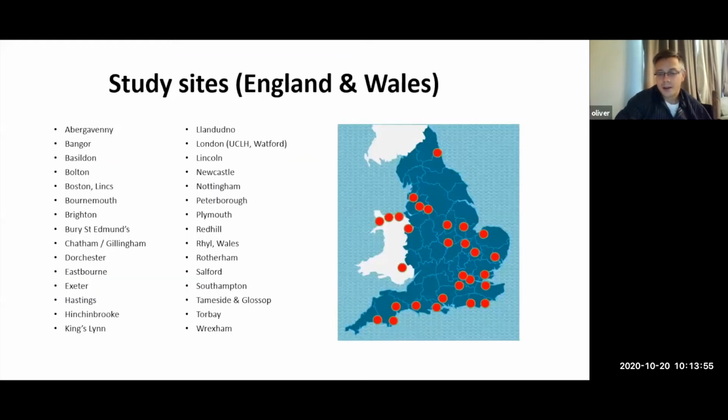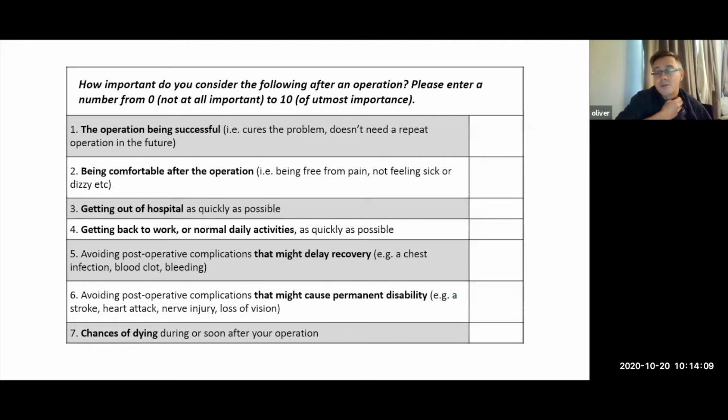And this was an NIHR portfolio adopted study. We rolled it out across 31 sites in Wales and England, some of which I had to look up on a map, but that's where they all were. And the survey was really pretty simple. We collected a bit of demographic information, and then we asked people to rate on a scale of 0 to 10 the importance of the following outcomes after an operation.